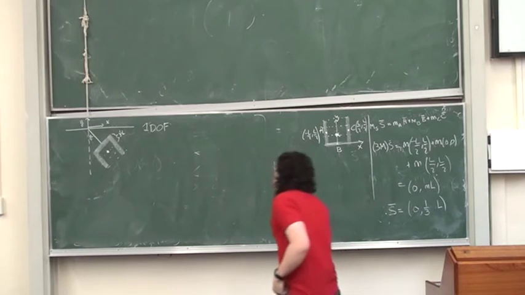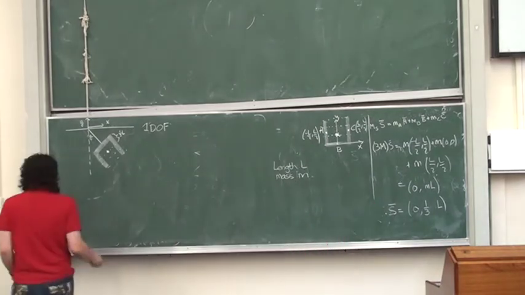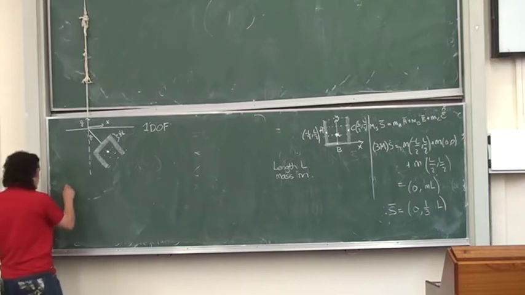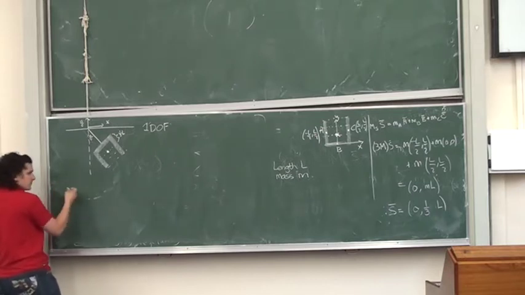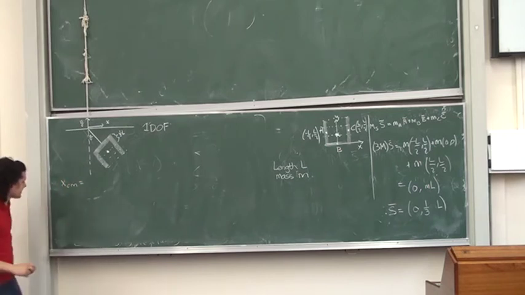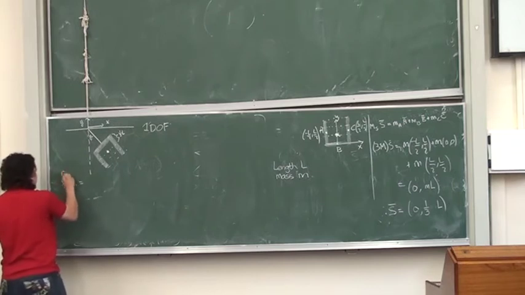Now, it's very important to go through all the steps. So, the coordinates of the center of mass, let's work them out. The x-coordinate of the center of mass. What's the radius of the center of mass, firstly? What's the radius of the center of mass?